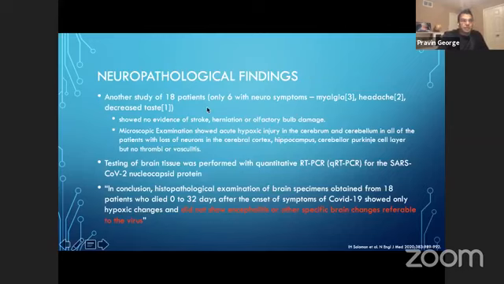And then there was another study of 18 patients, only 6 with neurosyndrome. And those neuro symptoms were very, very, I would say, wishy-washy. I mean, you're looking at myalgia, headaches, and decreased taste. So maybe decreased taste being the biggest one. Headaches can be really from a lot of different things, and myalgias again from a lot of different things. But they showed absolutely no evidence of stroke, herniation, or olfactory bulb damage in these patients.